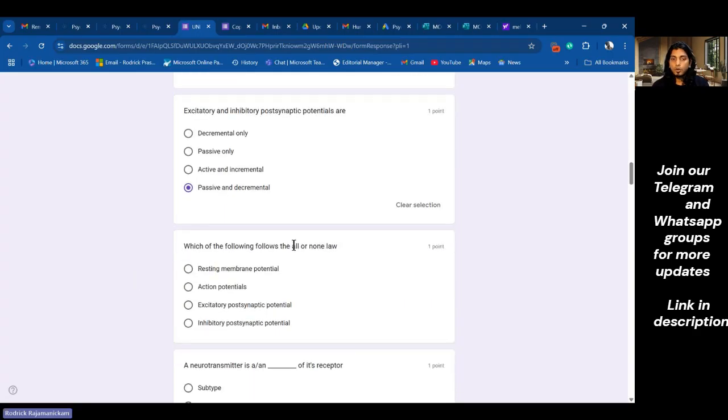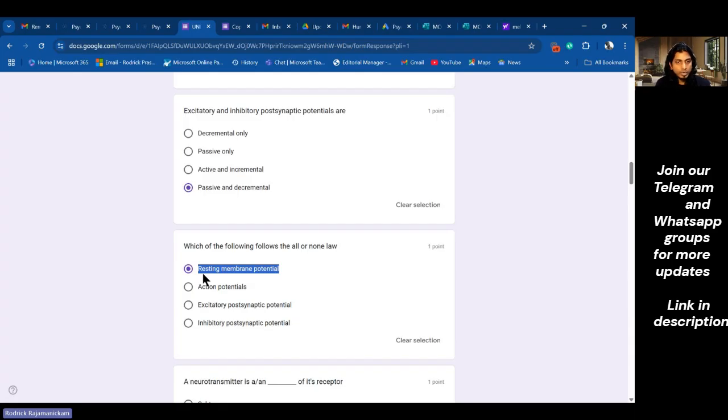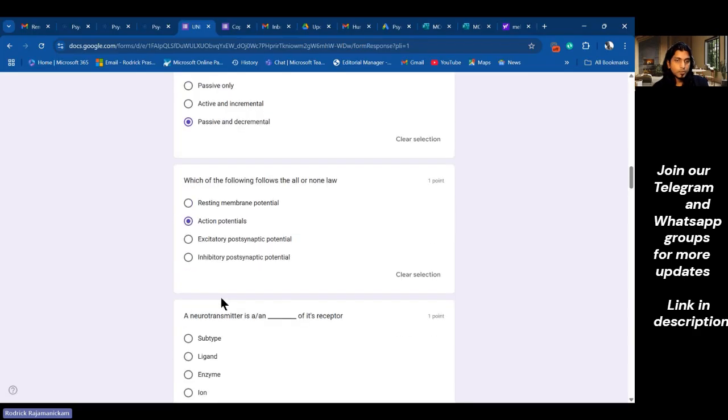Which of the following follows the all or none law? It is not the resting membrane potential because it's always there. It doesn't follow either, and it can be decreased and increased also with excitation or inhibition. It is the action potential that follows the all or none law. So it either gets activated completely or it doesn't get activated at all. It is not graded. So in that way, it is all or none. Excitatory and inhibitory potentials are both graded and they are passive too. So they are not following the all or none law. They are more graded potentials.